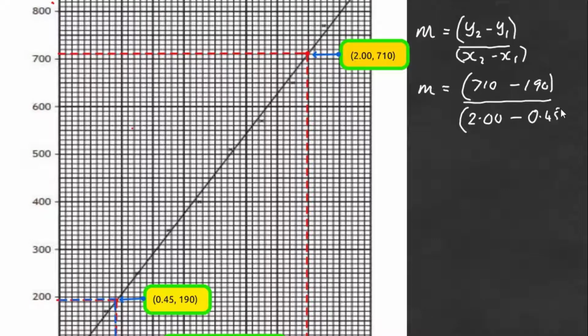So there we have our calculation for our gradient, and if we do that on our calculators, we end up with a value of the gradient of 335, and therefore that must mean that the speed of sound, which is the gradient of the graph, is equal to 335 meters per second. So we've now found the speed of sound in air in the tube to be 335 meters per second from the graph.